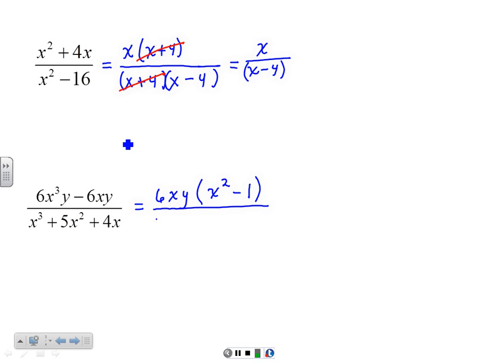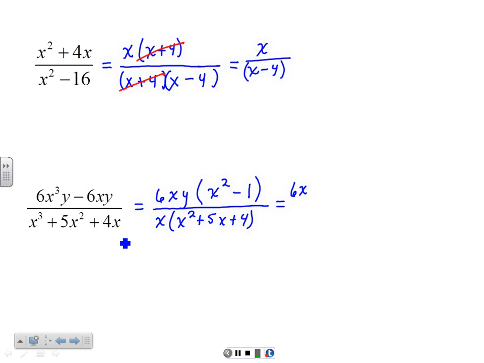Alright, on the bottom I see an x in common. When I factor an x out, I'm going to get x squared plus 5x plus 4. The trick to these is you need to factor completely. If you notice, there's nothing that will cancel here because these two are groups. Now, if I wanted to go ahead and cancel out these two x's, I could, because that's straight multiplication. There's no addition and subtraction here. But we'll wait and reduce this when we get to that part.